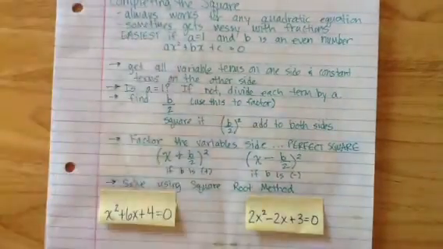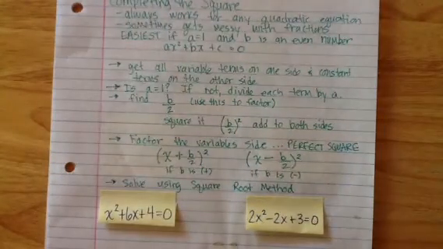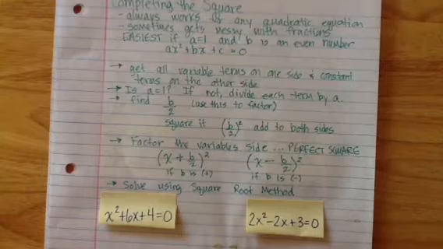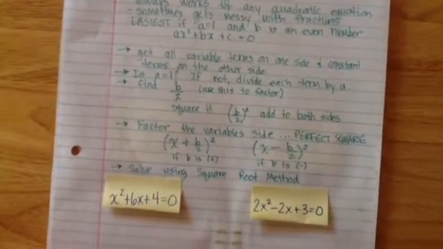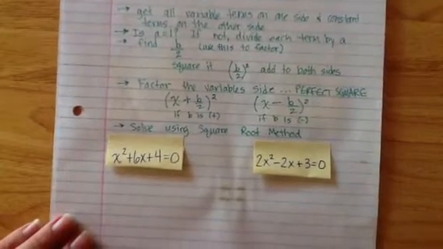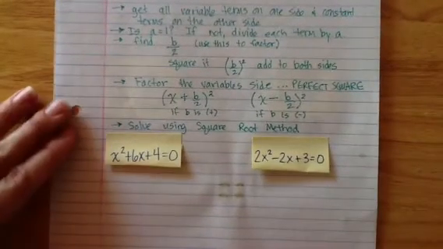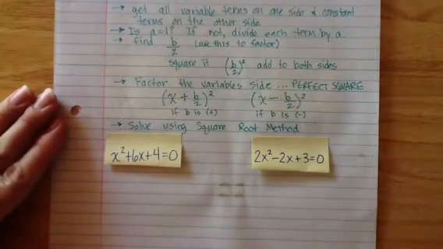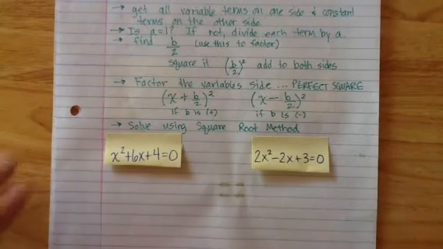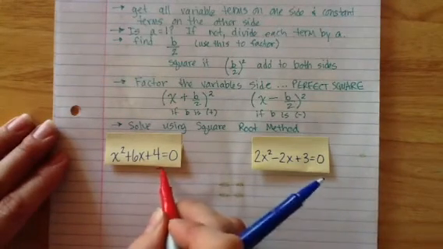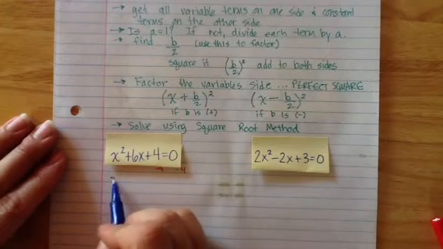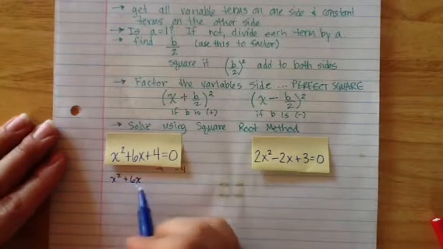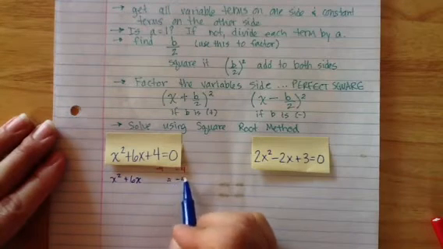Equations is completing the square. Completing the square has several steps, as you can see. The first step is going to be to get all the variable terms on one side and the constant terms on the other. So in our first example, we're going to start by subtracting 4 from both sides. So we get x squared plus 6x, I'm going to leave a gap, equals negative 4.